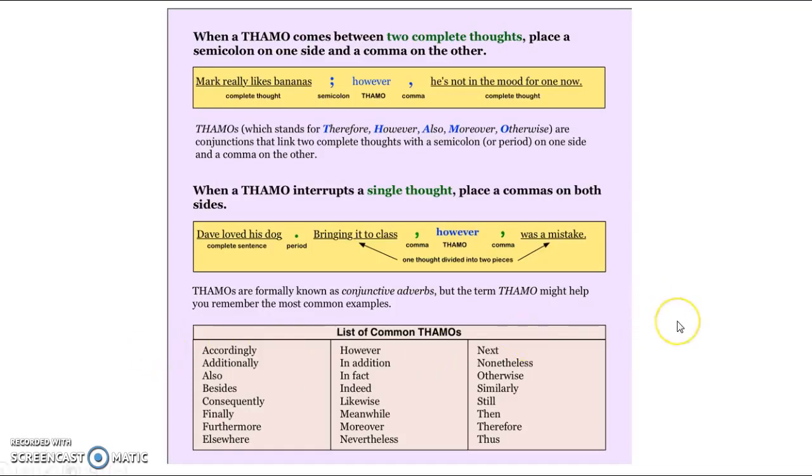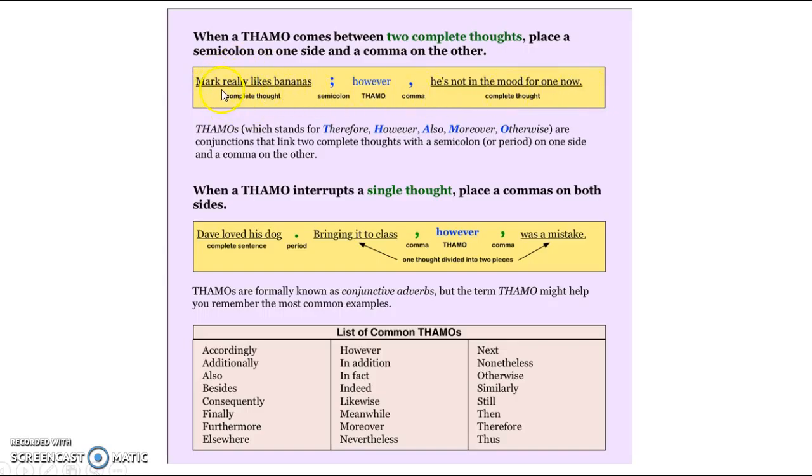The second use of a semicolon is very similar to the first use. Just sometimes we have a transition word. It's called a conjunctive adverb, but really just a transition word in the middle of a sentence, and so sometimes that trips people up. So for example, if someone said, Mark really likes bananas. However, he's not in the mood for one now.